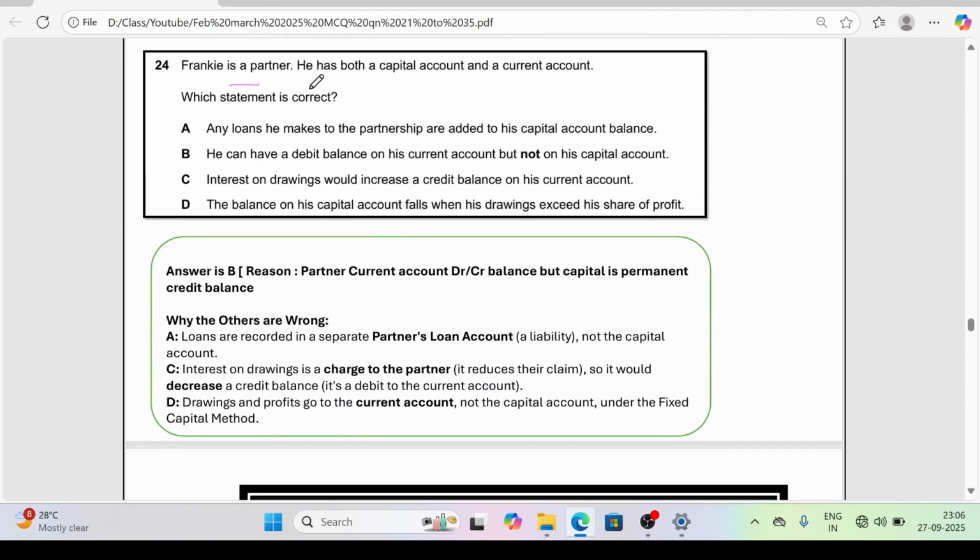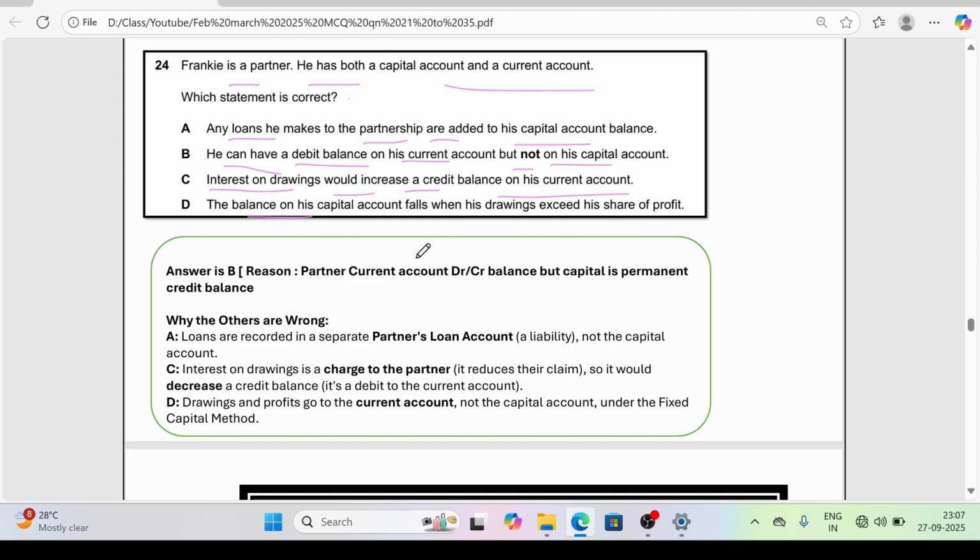Frankie is a partner. He has both capital account and current account. Which statement is correct? Option A, any loans he makes to the partnership are added to his capital account balance. Option B, he can have a debit balance on his current account but not on his capital account. Option C, interest on drawings would increase credit balance on his current account. Option D, the balance on his capital account falls when his drawings exceed his share of profit.